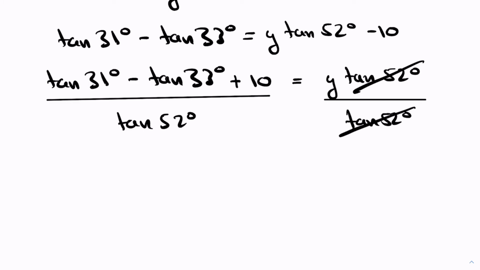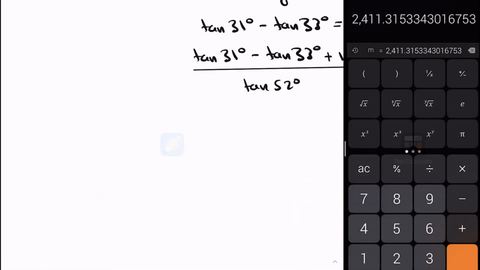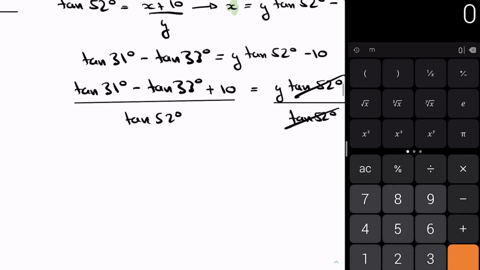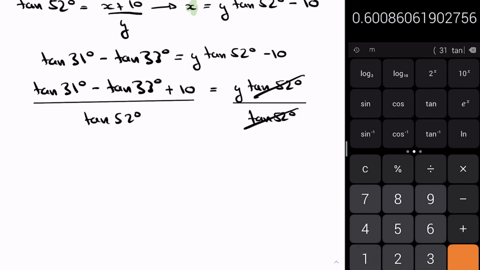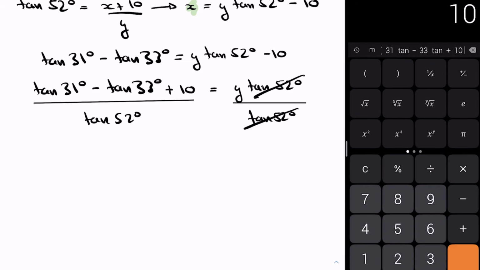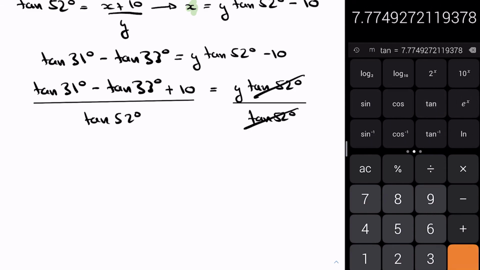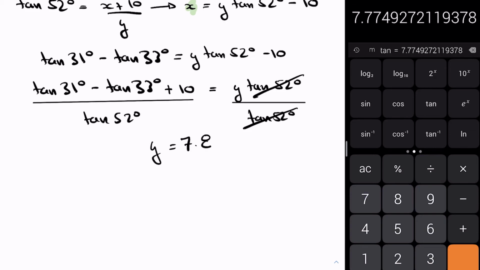The tan of 52 cancels, and now it's time for the calculation. I'm going to pull up my calculator. For the numerator, I'll put it in brackets: 31 tangent minus 33 tangent plus 10, close the brackets, and all of that divided by 52 tangent equals 7.77. Let's just say 7.8. So y is equal to 7.8.